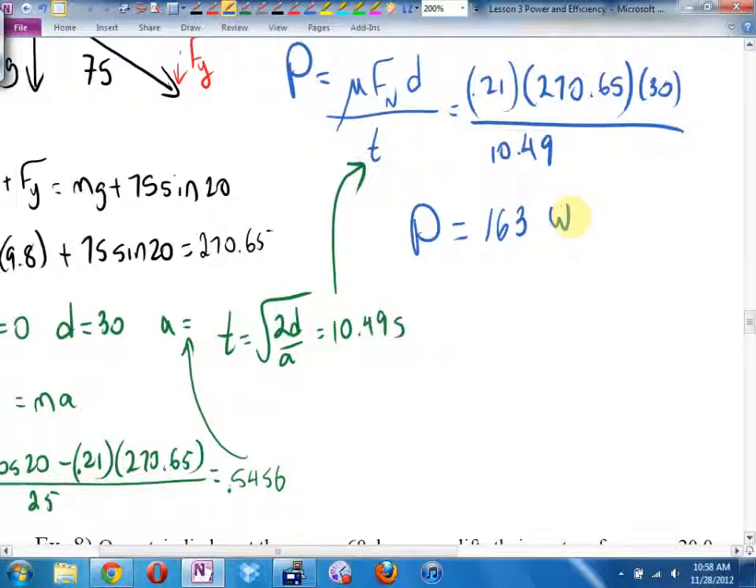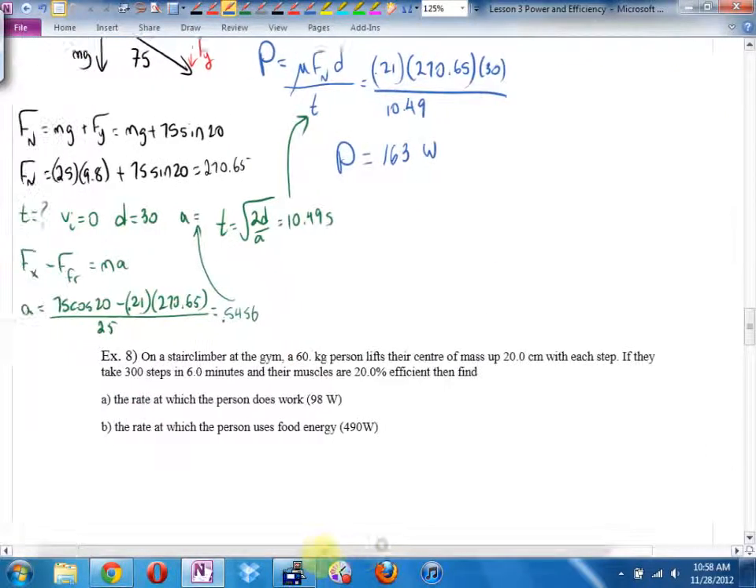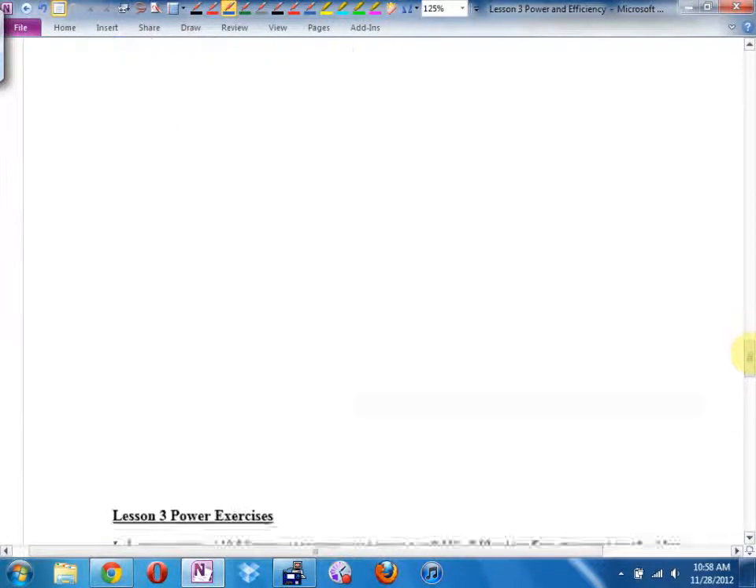B says find V final. We could pretty easily now. I got A, I got T, VI is 0. I'm not going to waste my time on it. What's your homework? We're not going to do the last question.